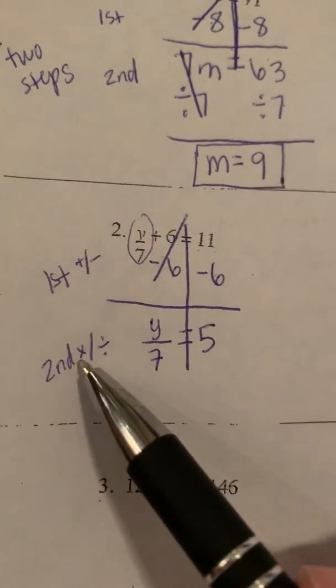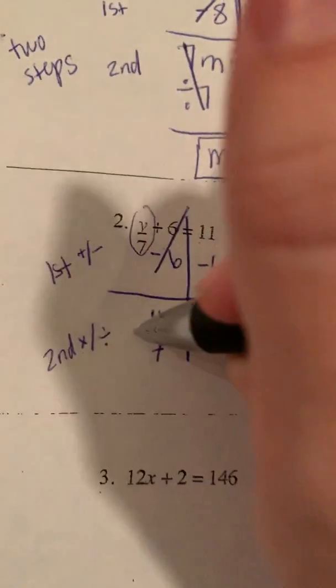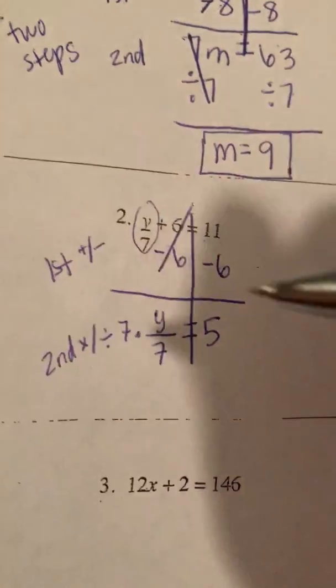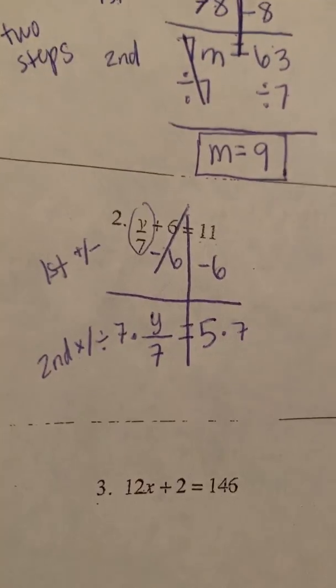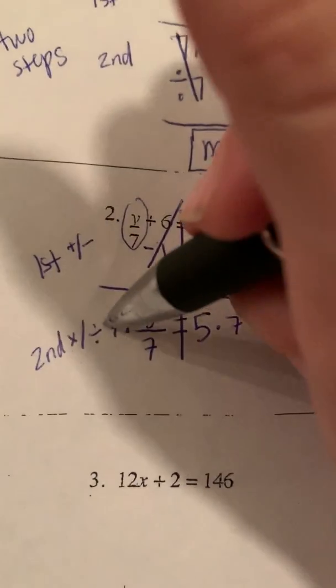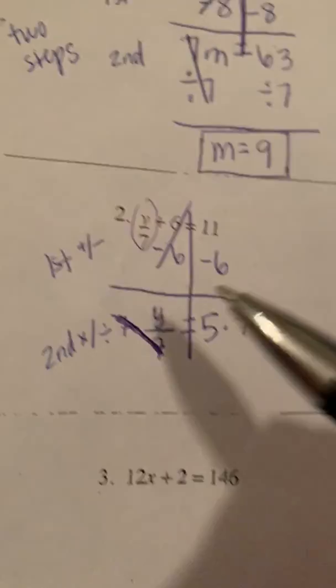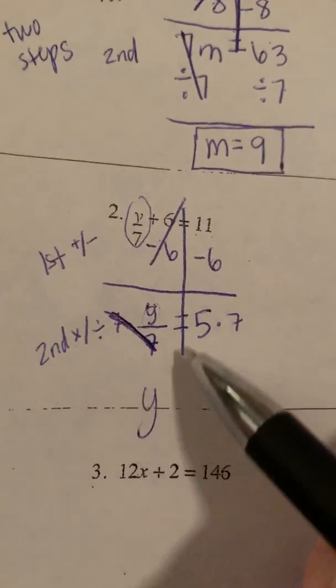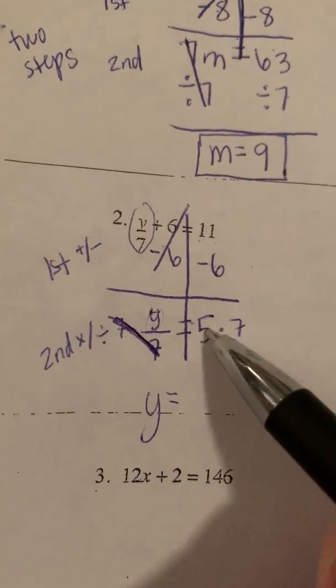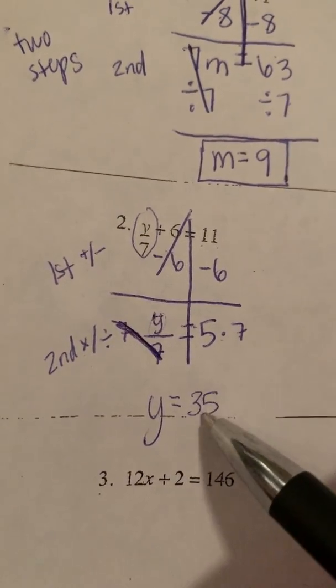My second step is to multiply or divide. So I'm going to multiply by 7. These cancel out. I bring down just y. Bring down my equal sign. 5 times 7 is 35.